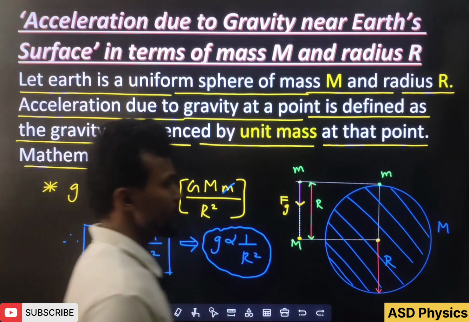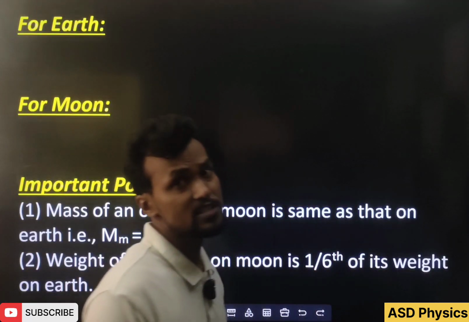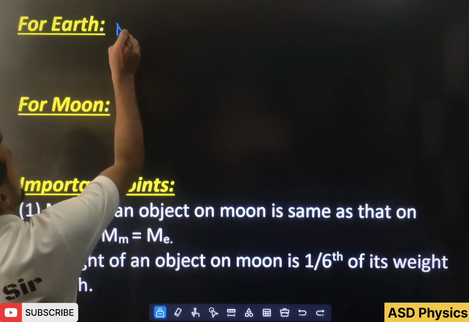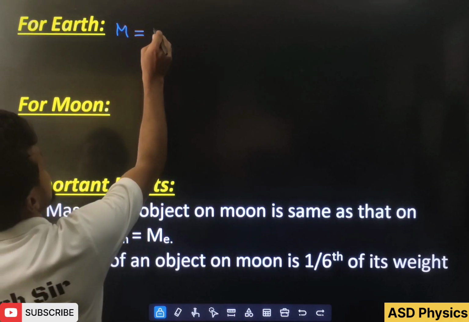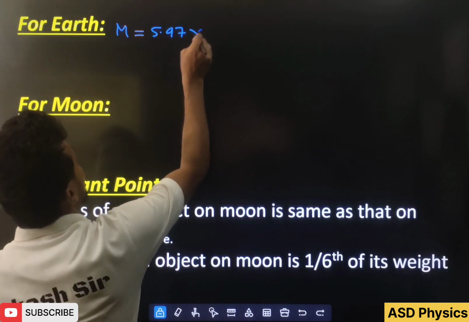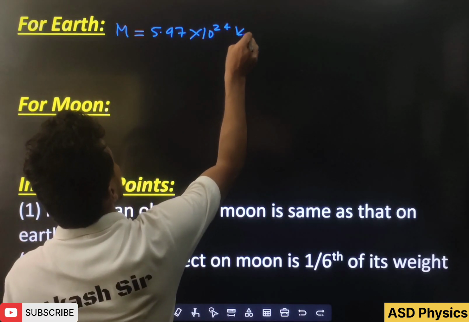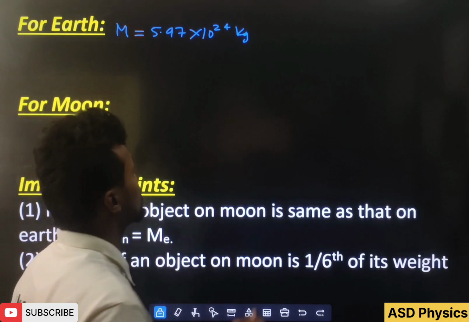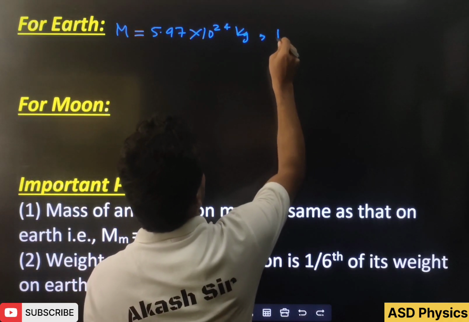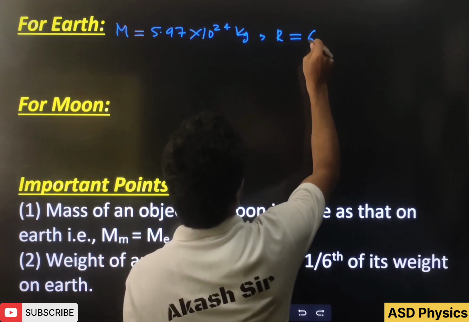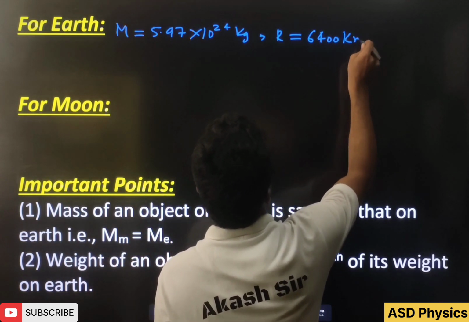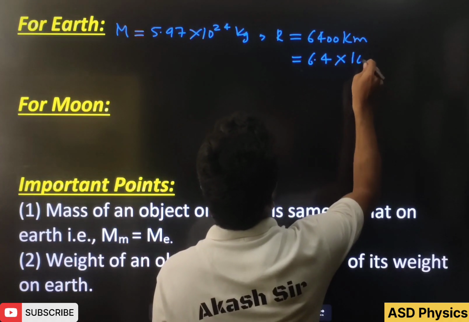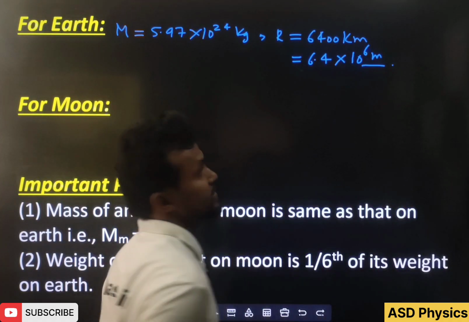Now if we calculate the acceleration due to gravity on the earth, the mass of the earth is 5.97 into 10 to the power 24 kg. Sometimes approximately we say 6 into 10 to the power 24 kg, also not a problem. And the radius of the earth is 6400 kilometer, which simplifies to 6.4 into 10 to the power 6 meter.